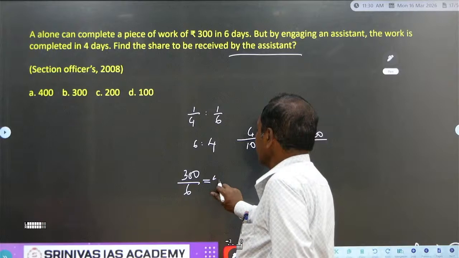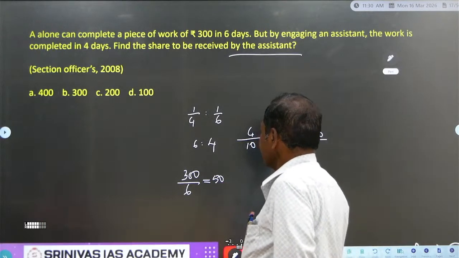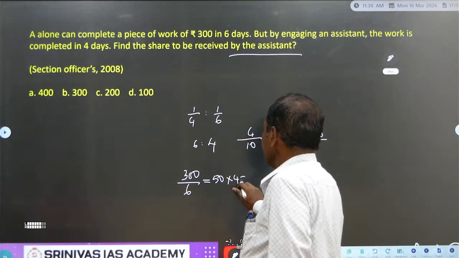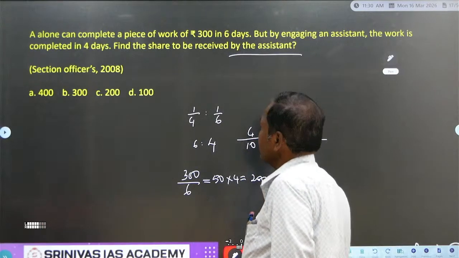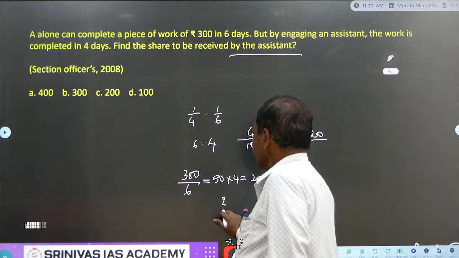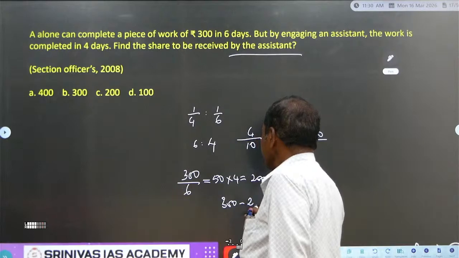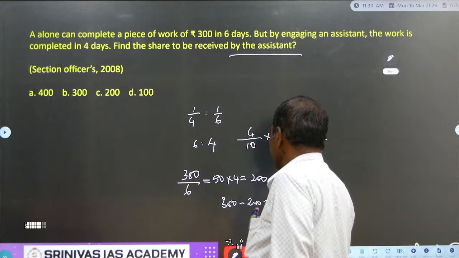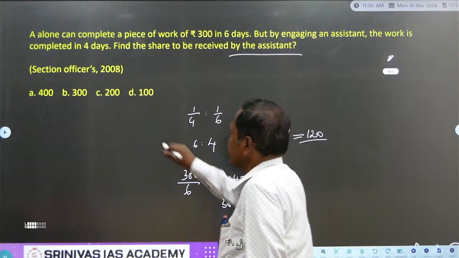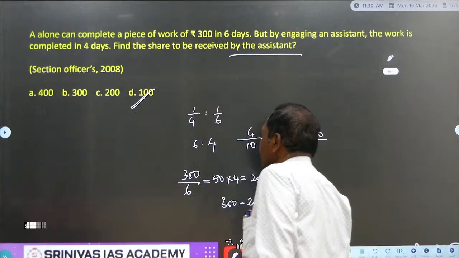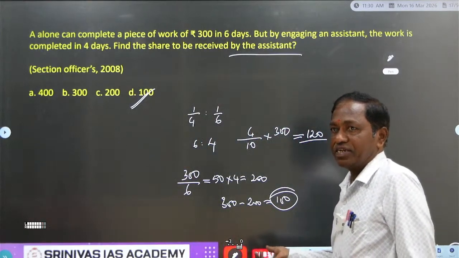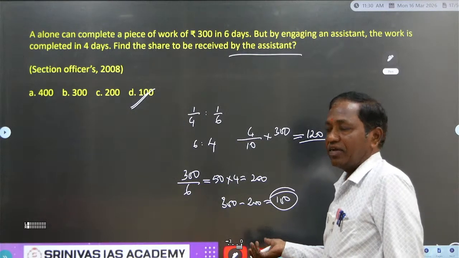But the work is completed in 4 days. 50 into 4 is 200. So 300 minus 200 is 100. This is the assistant's money. Can you do it like that, sir? Yes, that's an arithmetic style. Arithmetic style we can do.